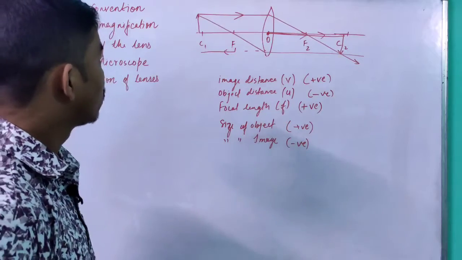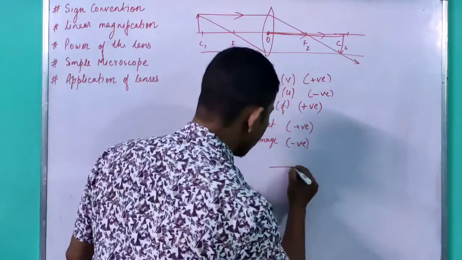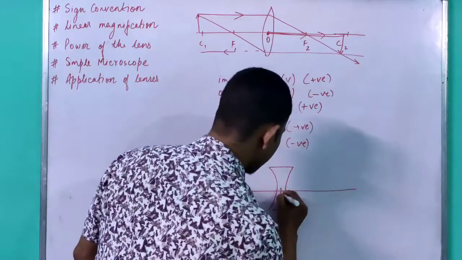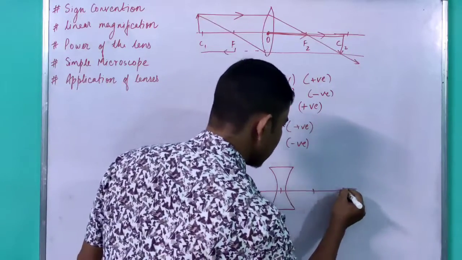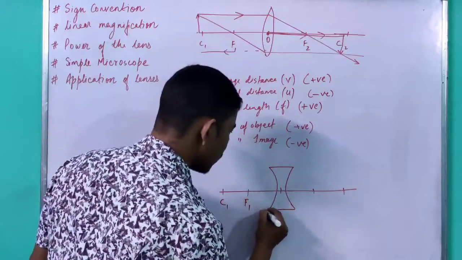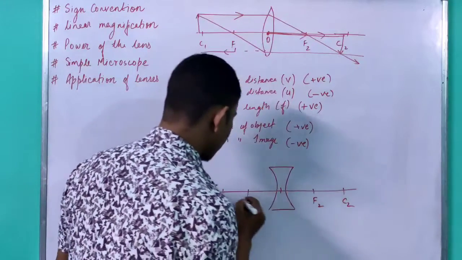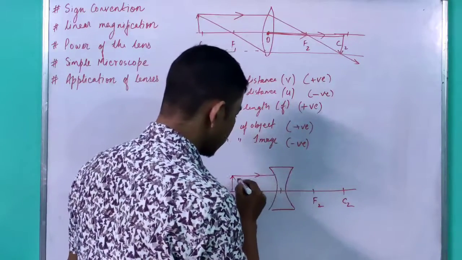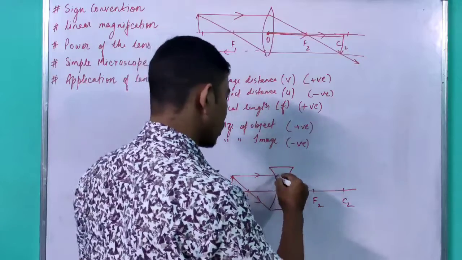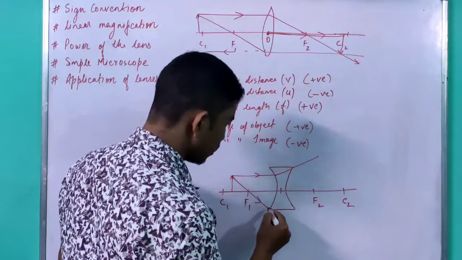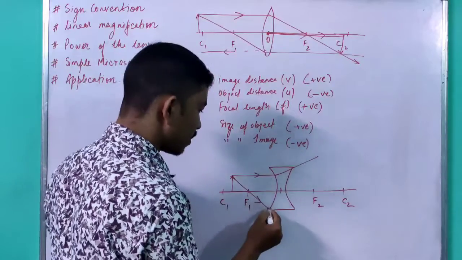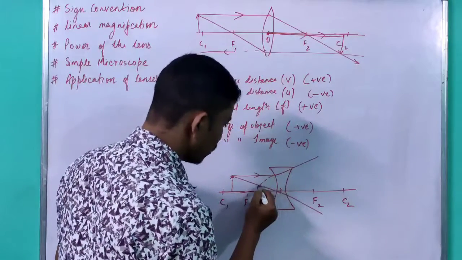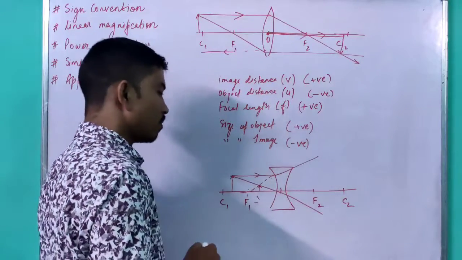Now similarly, let us take the case of a concave lens. I draw the principal axis, the optical center, focus, center of curvature, focus and center of curvature, C1, F1, F2 and C2. If I keep the object somewhere here and draw the incident ray passing through the focus, in this case it will appear as if it is going there. Then I draw the other ray passing through the optical center, which goes without any deviation. If you extend it backward, I see the image will be formed there.